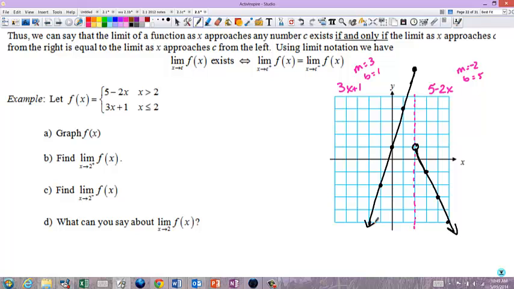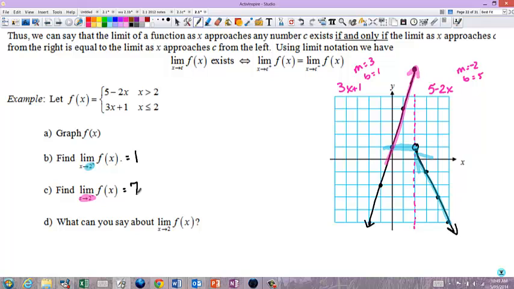It says graph f of x. Well, I've done that. Find the limit as x approaches 2 from the right. As x approaches 2 from the right, it comes from this direction, and it looks like it's headed toward 1, because it's wanting the y value on your y-axis. The limit as x approaches 2 from the left is coming from the left, and it's headed toward 1, 2, 3, 4, 5, 6, 7.